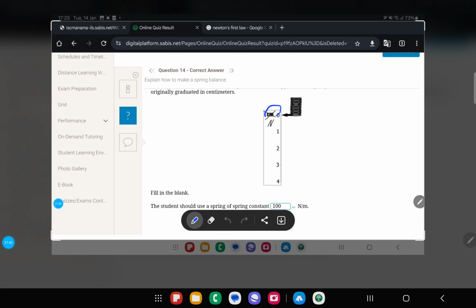it's originally measured in centimeter, right? And at the same time, it measures Newton, which is force. So it can measure both centimeter and the Newton. Alright, and they want the spring constant. We can use Hooke's law, F equals K delta L, to find the spring constant. Now, where's the force? Where's the extension? They're both right here. We can take any point.